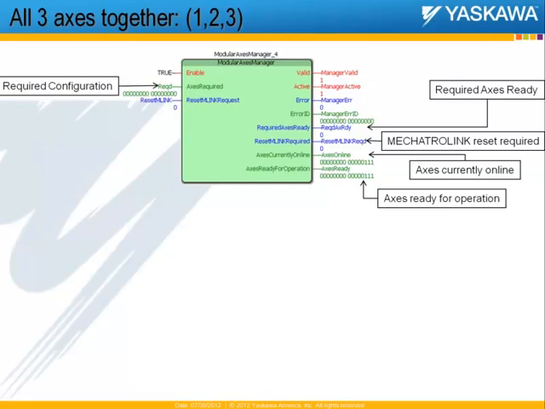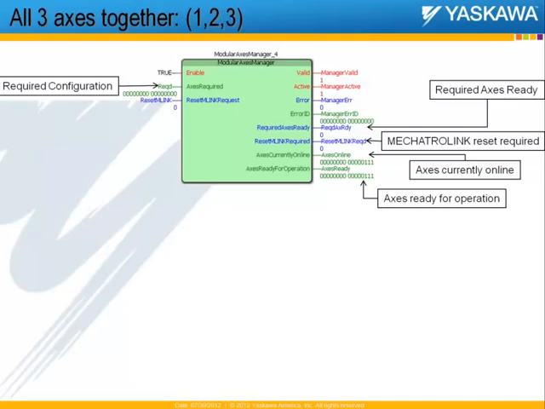There is also one output that basically tells the customer if a reset Mechatrolink command is required. And we'll see why that particular output might come on, or in what situations that particular output comes on. There's also an output for showing the user what axes are currently online, or what axes the controller sees as online, and also one which tells the user which ones are ready for operation.